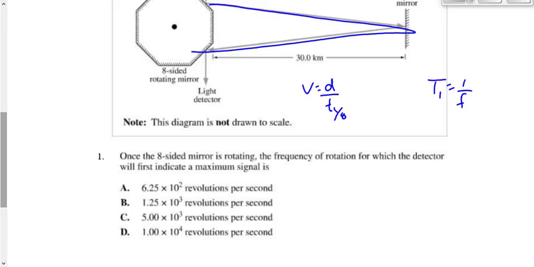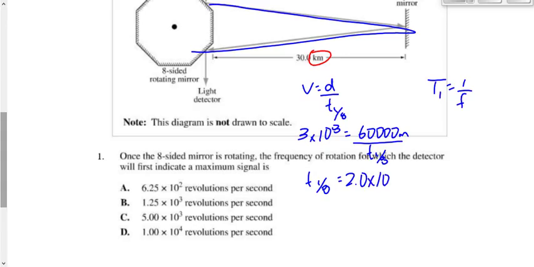Well, in the absence of us being given a value for the speed of light, we have to use the only value that we have, which is 3 times 10 to the 8. So let's sub that number in. We do have the distance given to us here. What is it? 60 kilometers, or 60,000 meters, divided by the time for 1/8 of rotation. We'll solve for t 1/8. 60,000 divided by 3 times 10 to the 8. I'm going to say it's 2.0 times 10 to the negative 4.